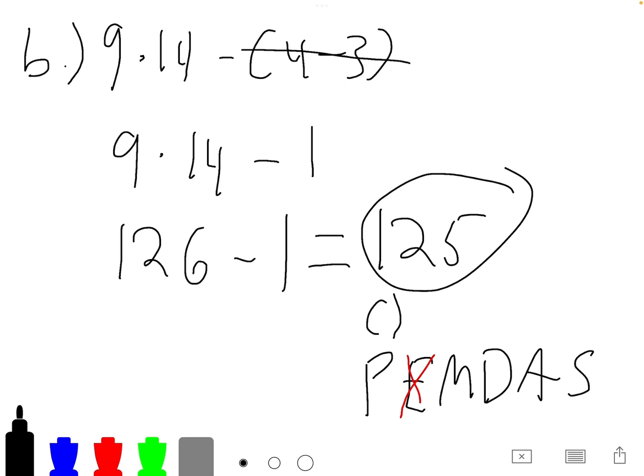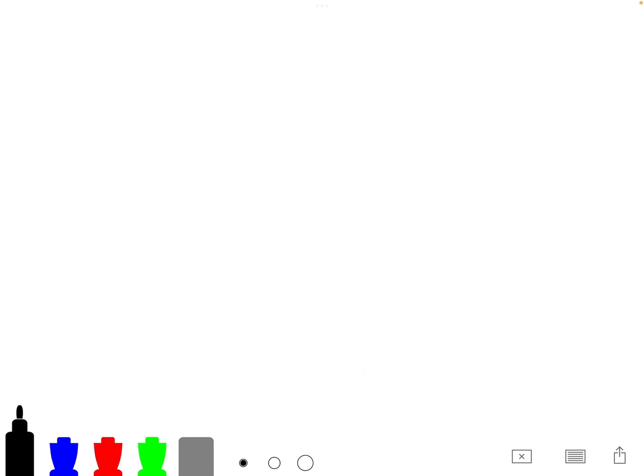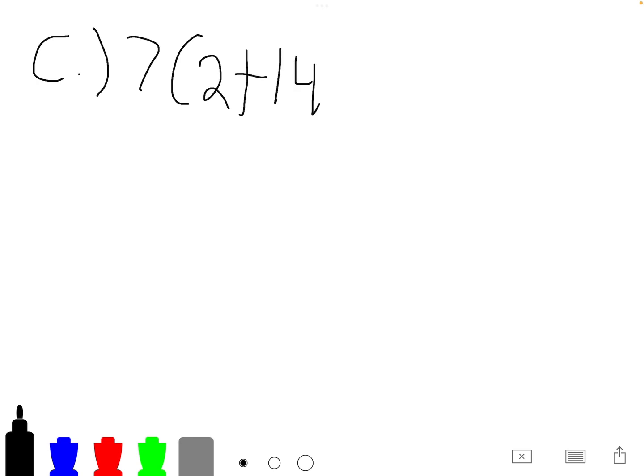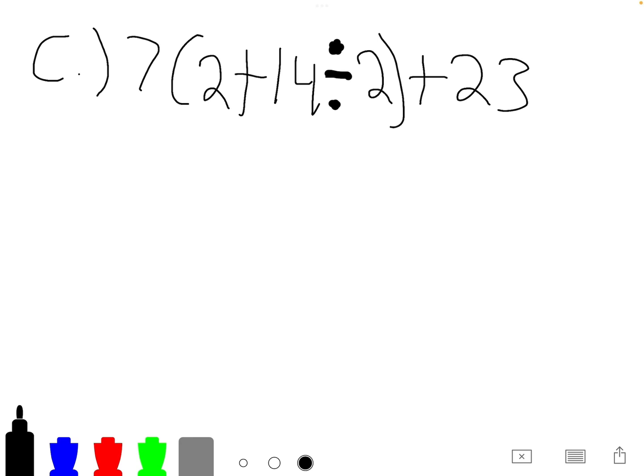So it's pretty easy. Now on to C. 7 times 2 plus 14 divided by (2 plus 23). I'm gonna make those division, make sure you can tell that's a division sign. There you go. You can tell now. So the first thing is your parentheses. And even in the parentheses, you still follow this.